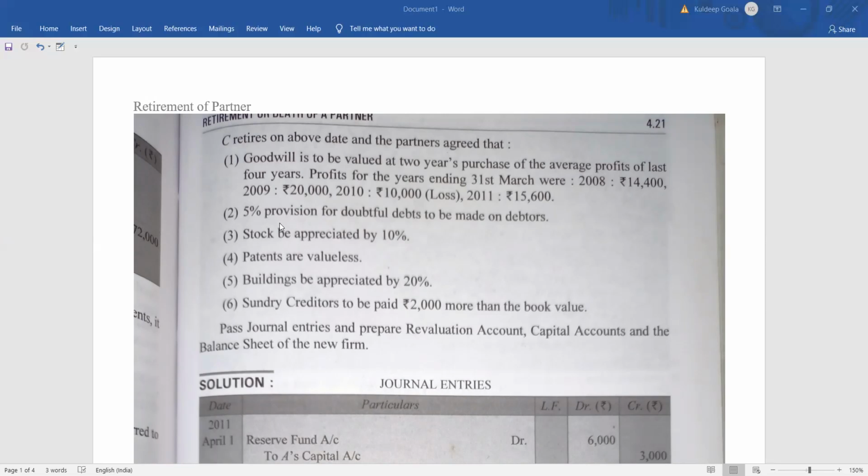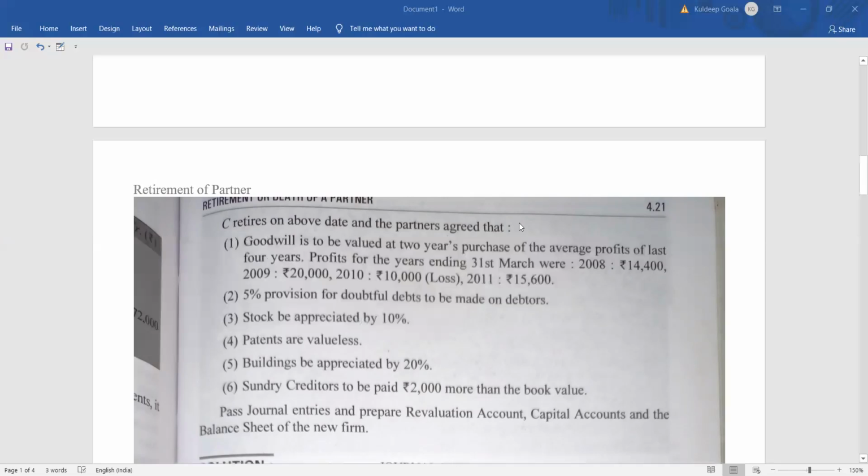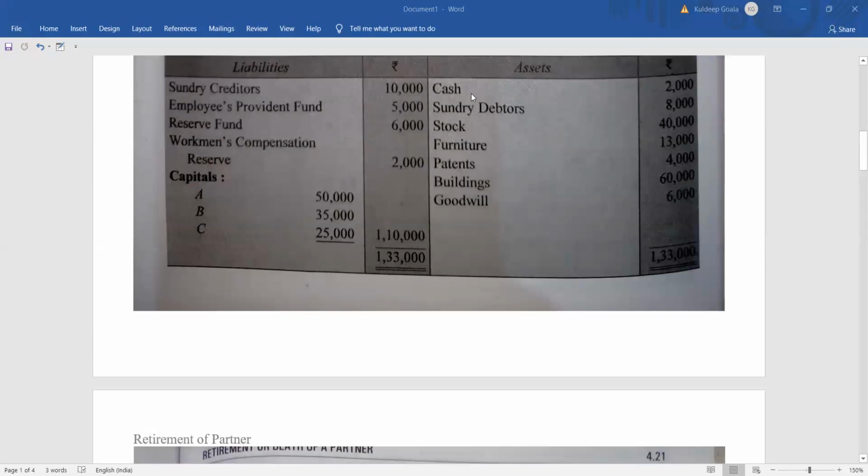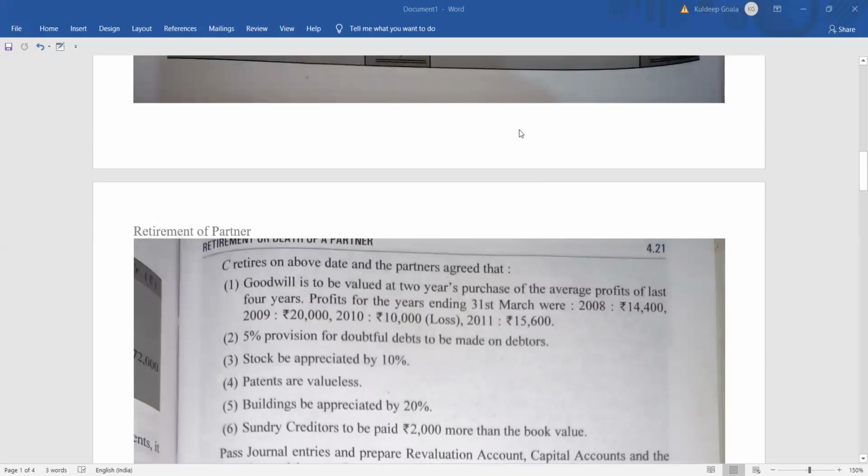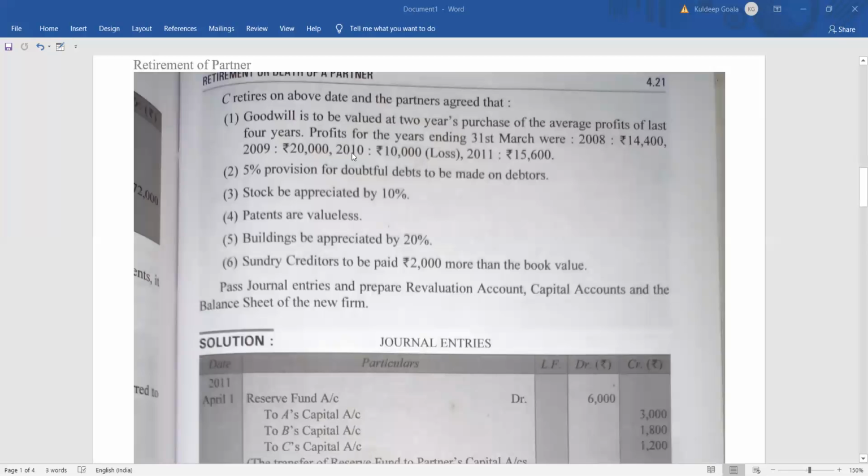The next is 5% provision for doubtful debts to be made on debtors. This means we have to create a 5% provision on debtors. Whether a provision was already made or not, here no provision has been made on debtors. So 5% of 8,000 will be how much? 400 rupees. This 400 rupees of provision you have to create, so obviously it will go on the revaluation debit side.